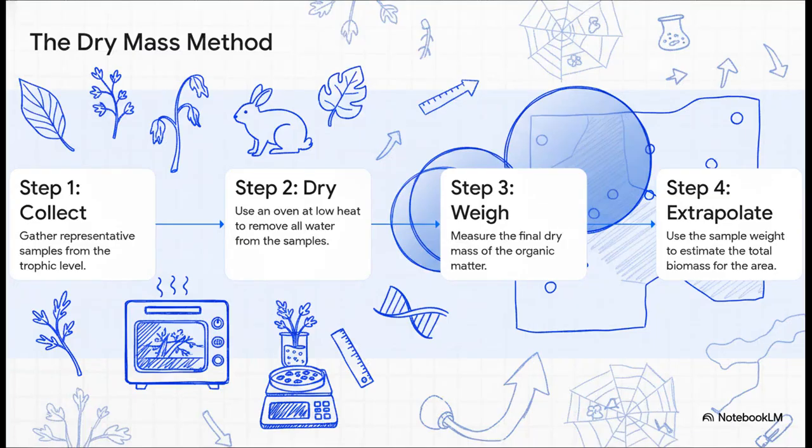So, the most common way to do it is the dry mass method. It's a pretty straightforward 4-step process. First, scientists go out and collect some representative samples of whatever they're studying. Step 2, they pop those samples into an oven at a low temperature to bake out all the water without actually burning the material. Third, they weigh the final, completely dry mass. And lastly, they use that small sample weight to extrapolate, or make a really good educated guess about the total biomass for the whole area.